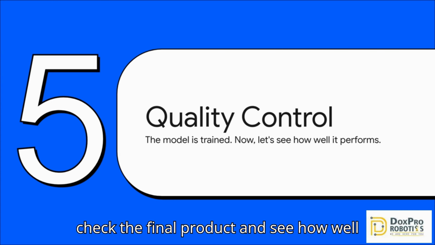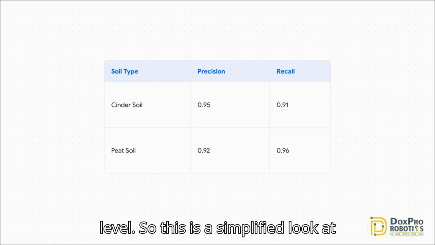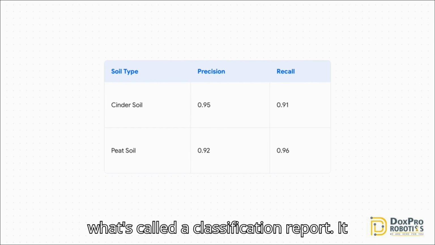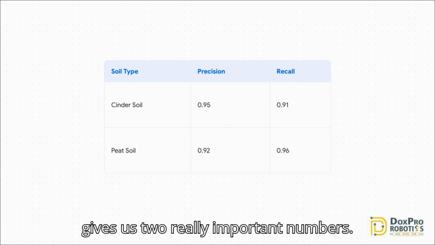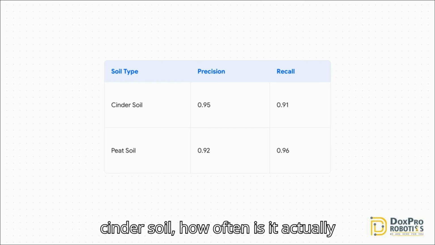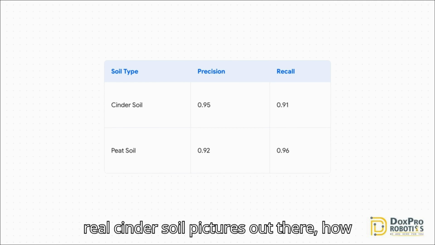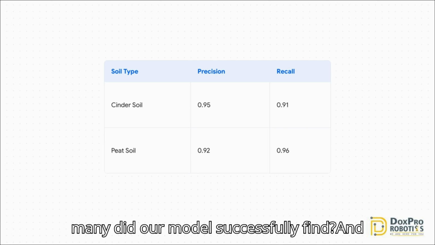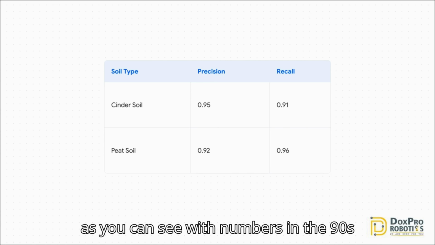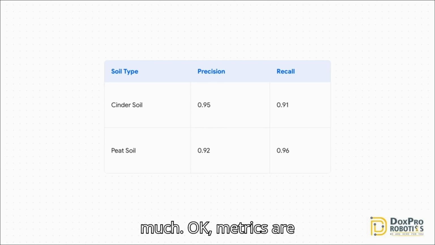We need to check the final product and see how well it actually performs on a more granular level. So this is a simplified look at what's called a classification report. It gives us two really important numbers. Precision asks, when the model says it's cinder soil, how often is it actually right? And recall asks, of all the real cinder soil pictures out there, how many did our model successfully find? And as you can see, with numbers in the 90s for both, it's doing an amazing job. It's not just accurate, it's also not missing much.